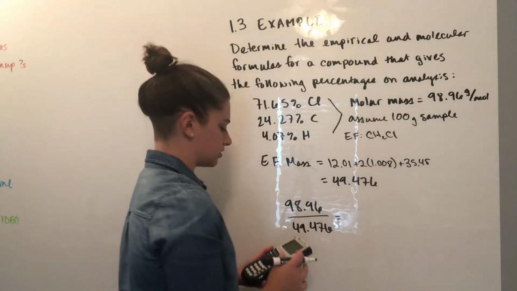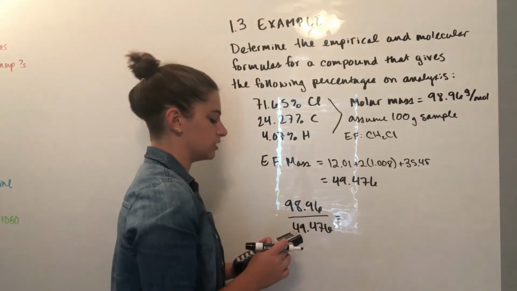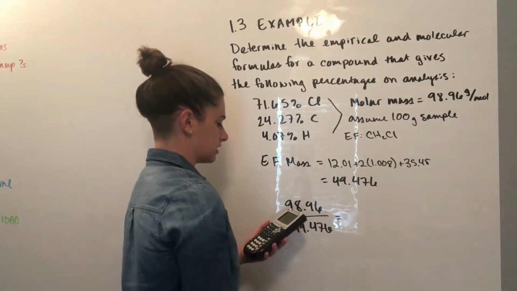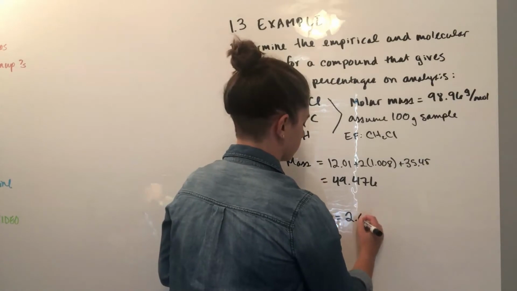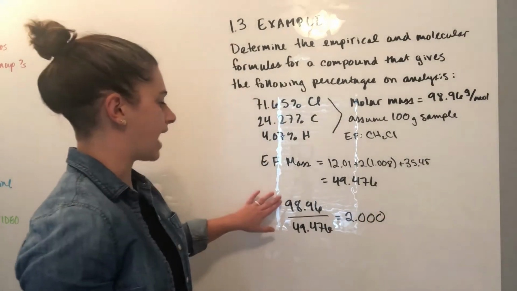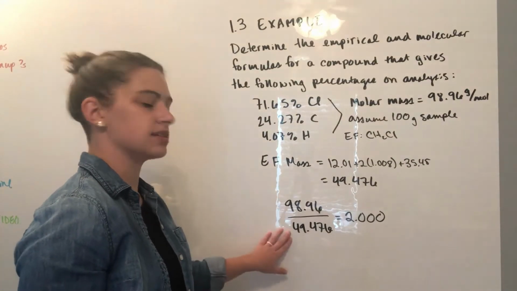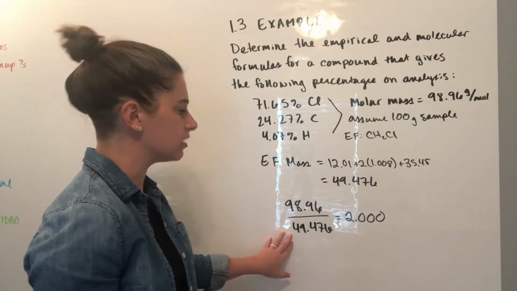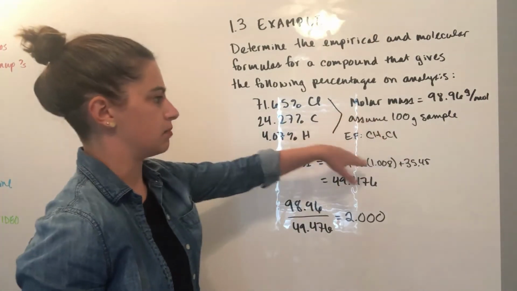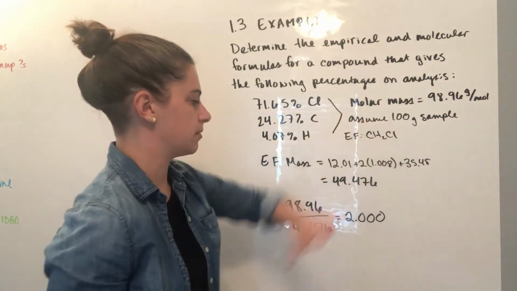Pretty darn close. Okay, so it comes out to 2.00016. So if I take my smallest number of significant figures, I get 4, which still leaves me with 2.000, which means that my actual compound is twice as massive as my empirical formula. So I can multiply all of my empirical formula amount by 2.